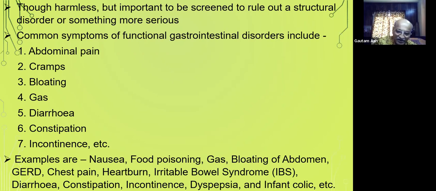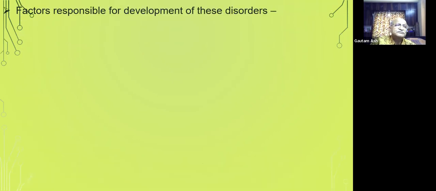but it is a functional disorder. But this will create problems for the patient. Then diarrhea, constipation, incontinence, dyspepsia, and infant colic. Infant colic is another problem where the mothers or family members will be worried about it, and they will go for anti-worming treatment or some sort of digestive treatment with digestive enzymes, etcetera.